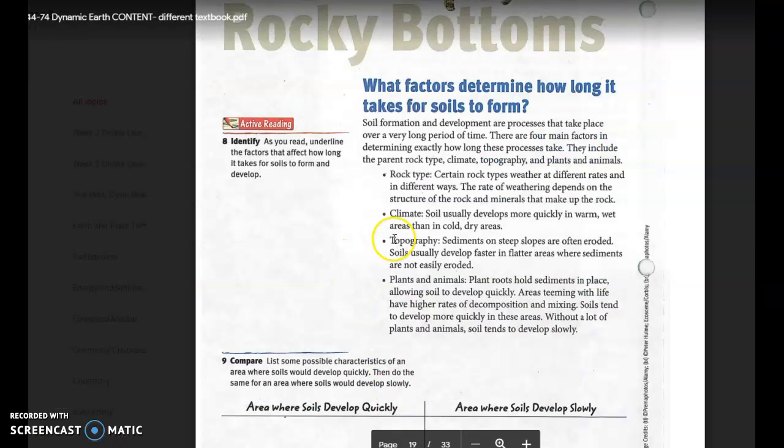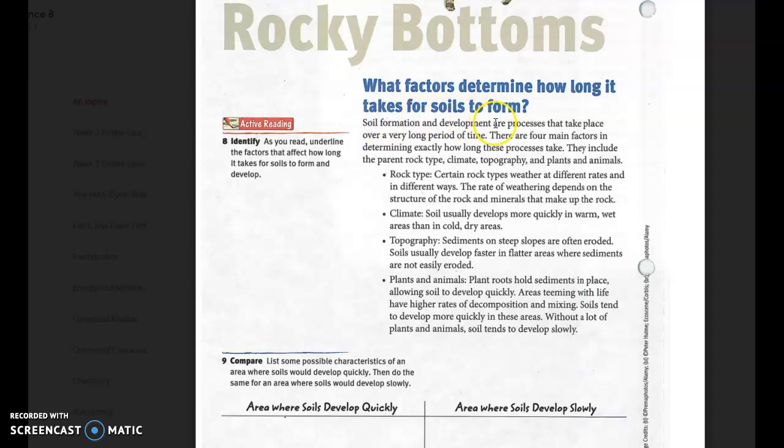to our document here. Okay, so what factors determine how long it takes for soils to form? Soil formation and development are processes that take place over a very long period of time. There are 4 main factors in determining exactly how long these processes take. So here we have our 4 factors: rock type, climate, topography, plants and animals. So boys and girls, you can just list these. Okay, you don't have to type out the whole description next to each word. So you can simply type rock type, climate, topography, plants and animals.